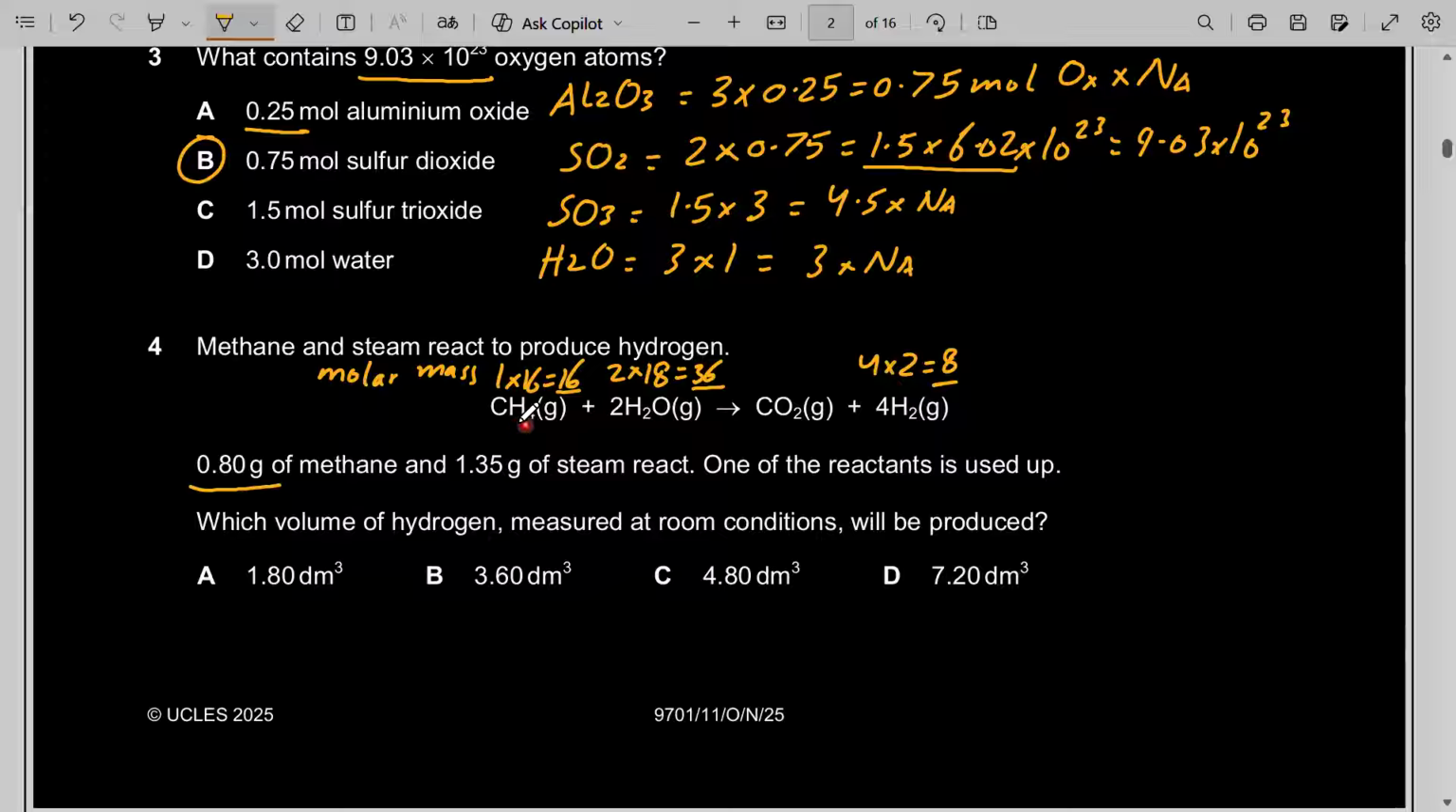And the other values which are mentioned, 0.80 gram for methane, 1.35 for water. Now, we are supposed to find the volume of hydrogen gas. So first, we will be calculating the mass from the ratio method, and that mass will be converted into the volume by first calculating the number of moles. So I'm going to take the ratio method here.